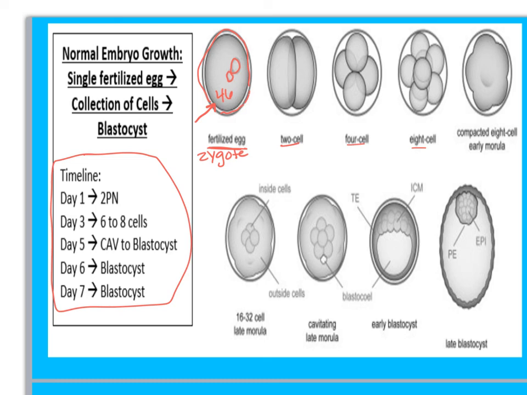So day 1, you already have 2 cells. Day 3, you already have between 6 and 8 cells. This is before it's even implanted into the uterus yet, mind you. Day 5, you went from the blastocyst to the morula to the blastocyst. Sorry, I said it backwards.